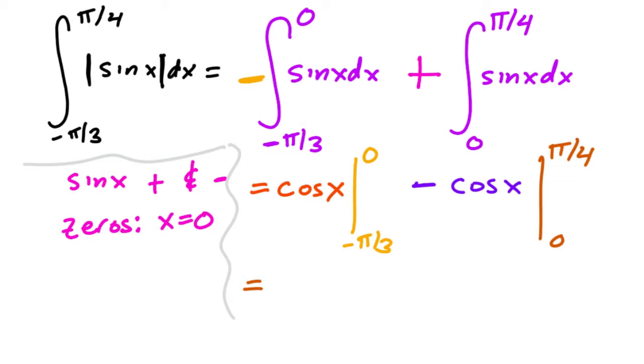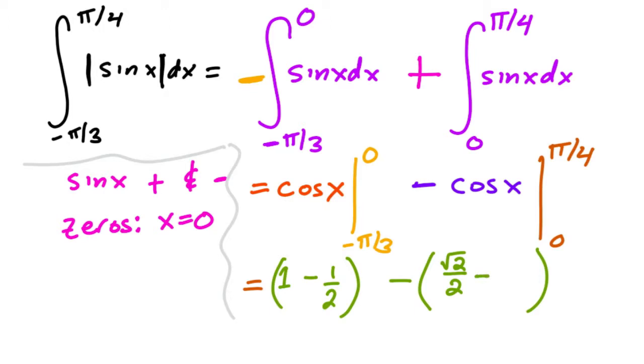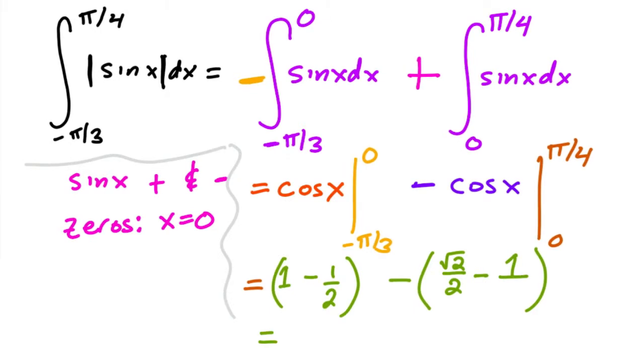Okay, so then we plug it in. Cosine of 0 equals 1, minus cosine of negative pi over 3, that's 1/2, so that's this first one, minus cosine of pi over 4 is root 2 over 2, minus cosine of 0 is 1. So this is 1, and then plus 1 is 2, and then minus 1. So this is going to be 3 minus root 2 all over 2. And that's it.